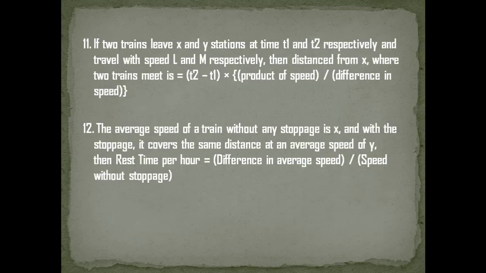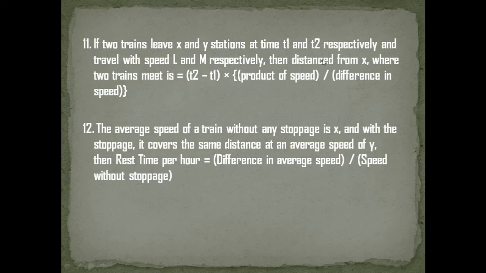So now let's take up two more important formulas. That is, if two trains leave X and Y stations at time T1 and T2 respectively. So they are leaving different stations at different times, not at the same time. In the previous case it was the same time. Now they are moving at different times T1 and T2 respectively, and travel with speeds L and M respectively, different speeds.